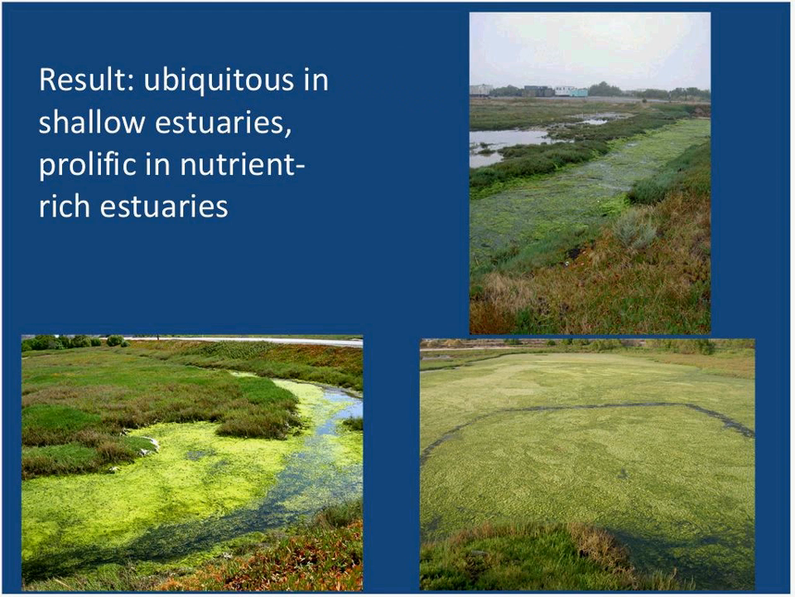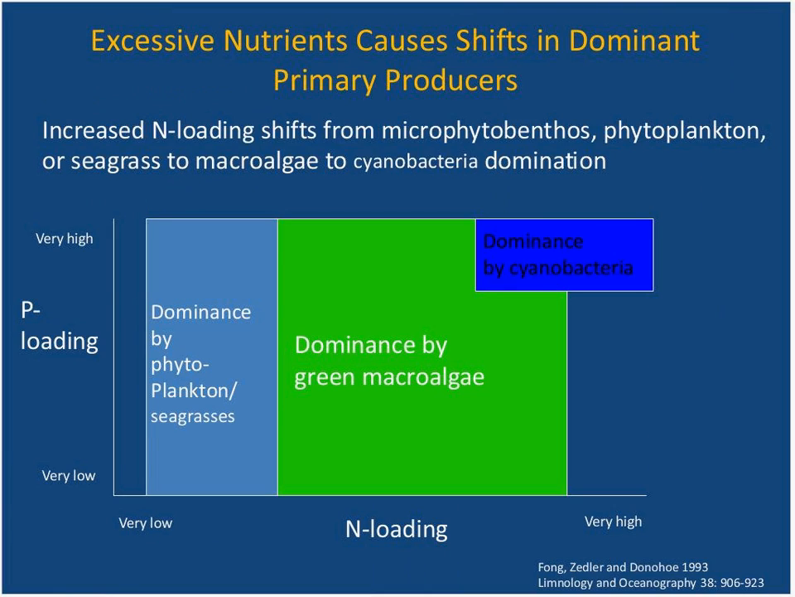The result of this high nutrient uptake and ability to tolerate environmental extremes is that, as I said, they are ubiquitous in shallow systems, as long as light penetrates all the way down to the benthos, and in fact, they're downright prolific in nutrient-rich estuaries.